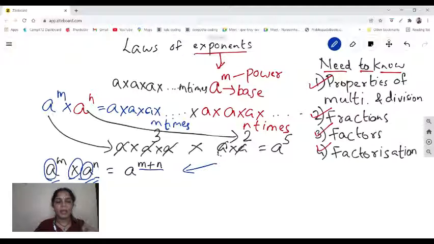Again, let me repeat, a to the power of m times a to the power of n is equal to a to the power of m plus n. What's the idea? Some base is raised to a certain power, multiplied by the same base raised to some other power. What will happen is that many times it's multiplied, and again it is multiplied with another number of times. So the final number of times the base will appear is both the powers added together, that many times the base is going to be multiplied. This is the first law of exponents.